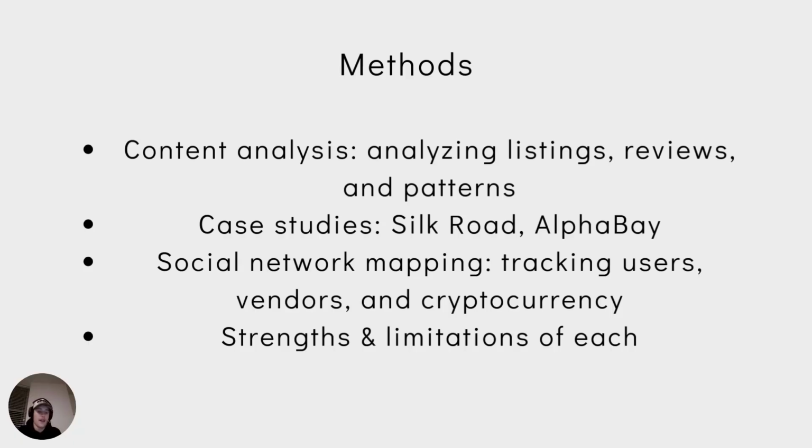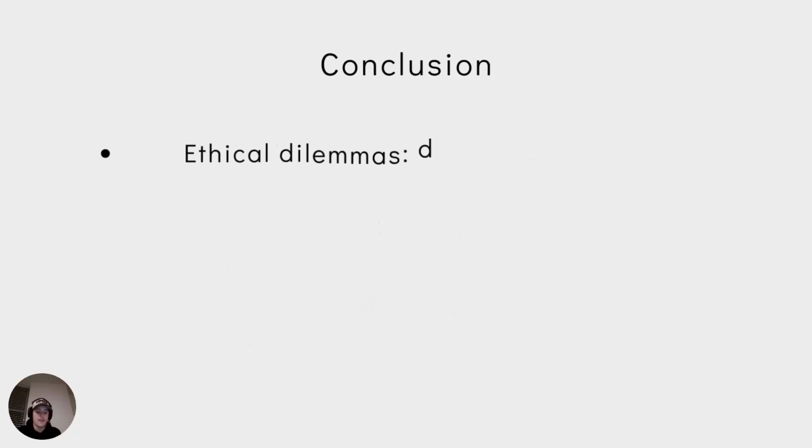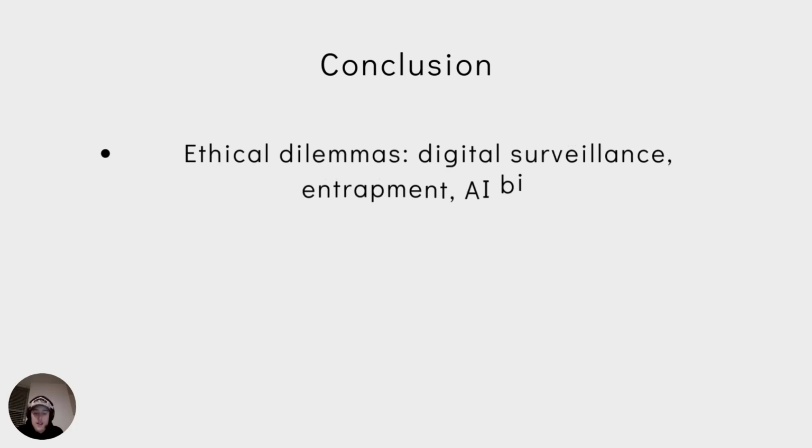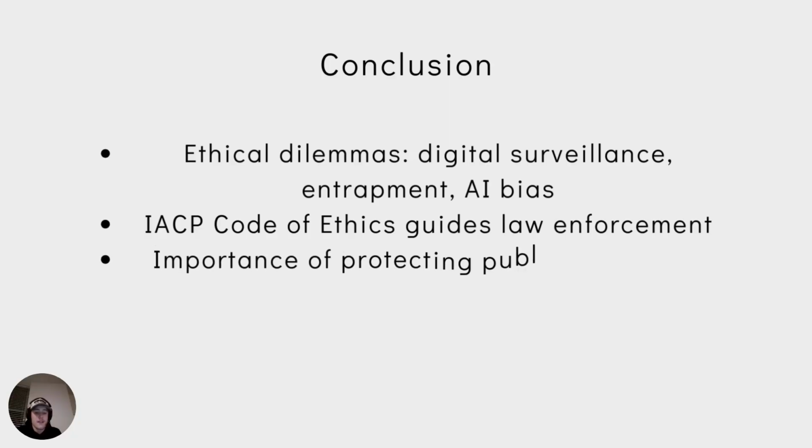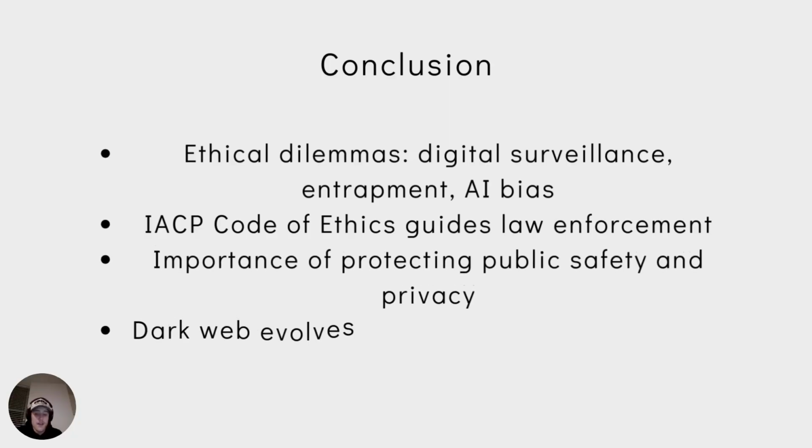All right, and last but not least, conclusion. So the ethical dilemmas: digital surveillance, entrapment, AI bias. The IACP Code of Ethics guides law enforcement, the importance of protecting public safety and privacy. The dark web evolves faster than law enforcement. So kind of what I've learned from studying the dark web, it raises ethical questions about what law enforcement has been doing to balance between public safety and cutting into our privacy through surveillance, undercover operations, and AI monitoring.